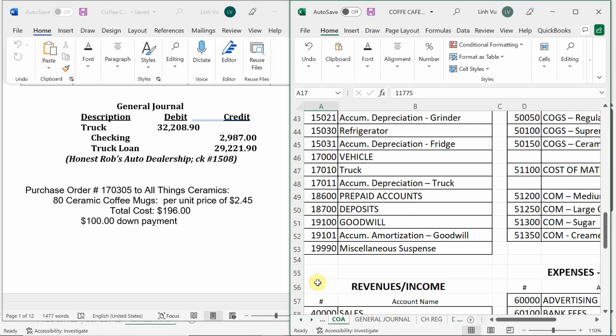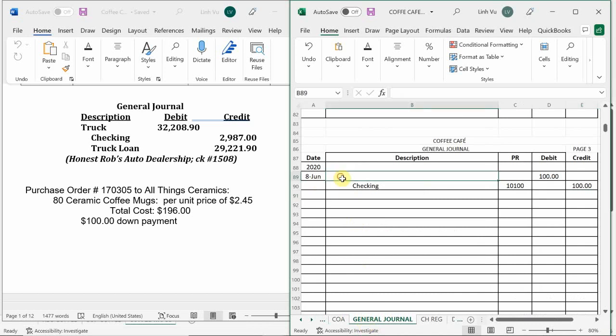It's a prepaid account, meaning I paid for it already. I made a prepayment. Yes? So now, checking. Now I need to get the check number.